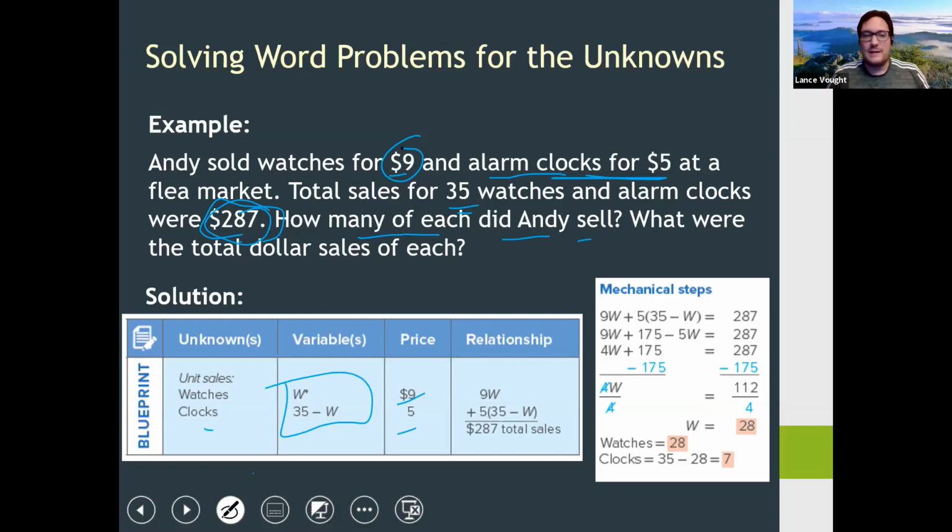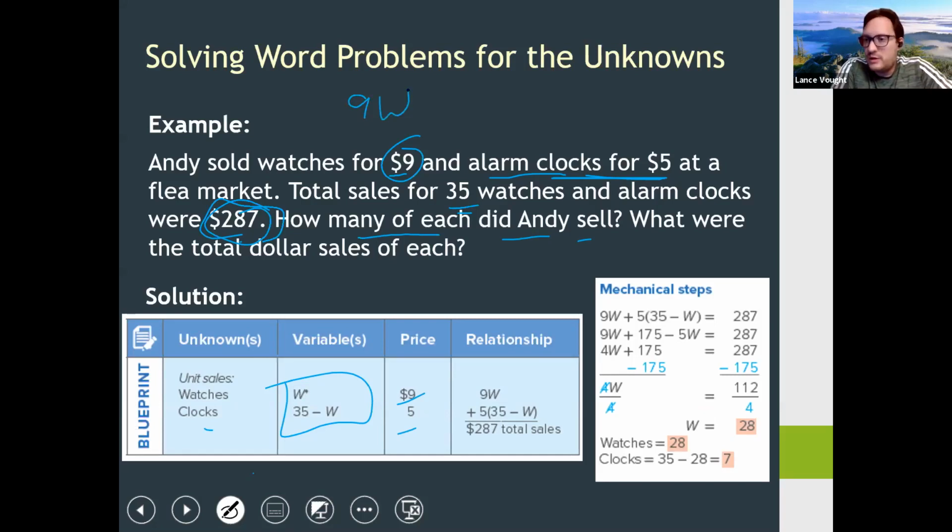So when you're in economics, you learn about total revenue. Total revenue is price times quantity. So the quantity of watches is W, the price is 9. 9 times W is the total revenue sold from watches. So if we multiply that and create that as a scalar, we get 9W.